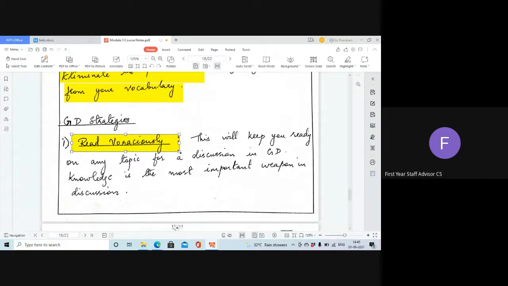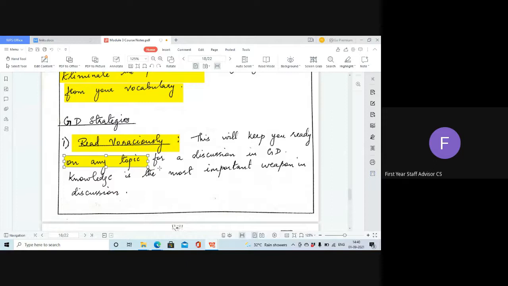Read voraciously about any topic, and you will gain knowledge about those topics. Every day you read one topic, and every day you will gain new knowledge about some particular topic. So read voraciously, and this will keep you ready on any topic, whichever topic is given to you at random in a group discussion. It will help you to recollect points and participate in the discussion.